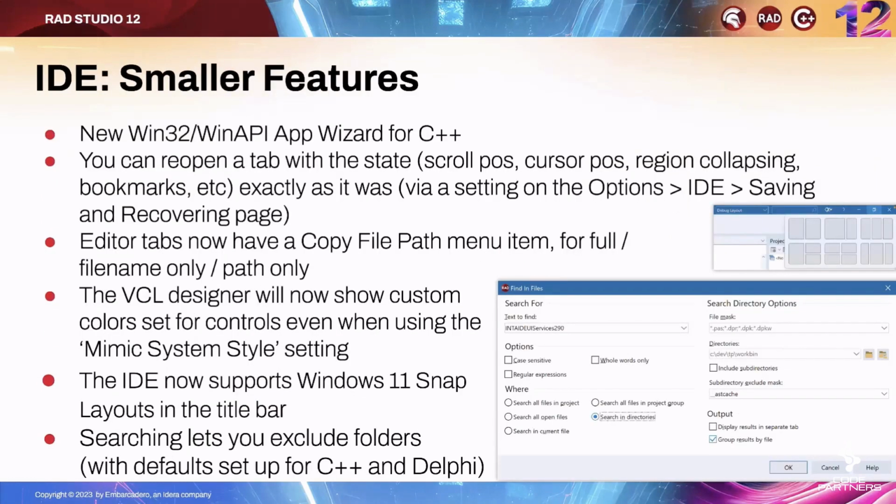The IDE similarly has a lot of smaller features. One really useful one is that you can close a tab and then reopen it exactly as it was, including where the cursor was positioned, how far you were scrolled, what regions were open or collapsed, and so forth. The VCL designer now also shows custom colors when they're set for controls. The title bar supports the Windows 11 snap layouts, and searching lets you exclude folders with some good defaults for both Delphi and C++. There are a whole set of small but useful tweaks and features throughout the IDE that pay attention to productivity and doing what you expect.